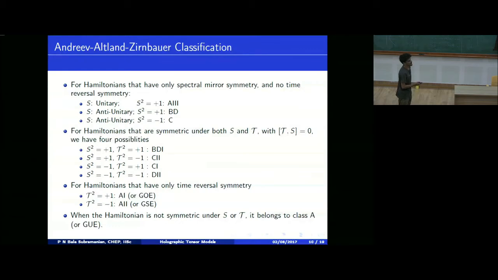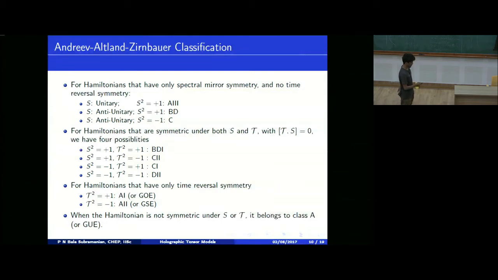So you're classifying based on what are the symmetries that are available to your Hamiltonian. If there is only spectral mirror symmetry but you don't have any time reversal symmetry, then there are three classes. For Hamiltonians that are symmetric under both S and T, you have four possibilities coming from S squared taking plus or minus 1 and T squared taking plus or minus 1. And for Hamiltonians that have only time reversal symmetry, there's T squared equals plus 1 or minus 1.